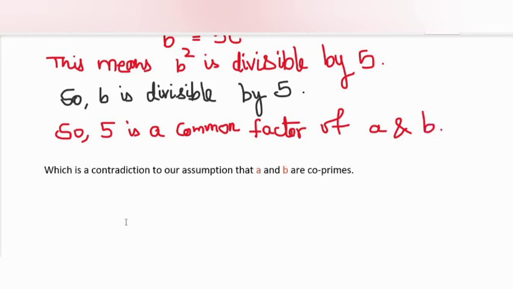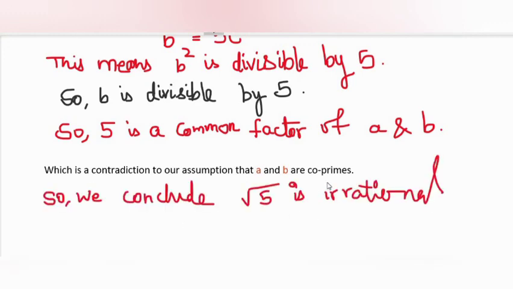I have assumed that a and b are co-primes which don't have any common factor, and we have proved that 5 is a common factor of both a and b. So this has become a contradiction. So we conclude that root 5 is an irrational number.